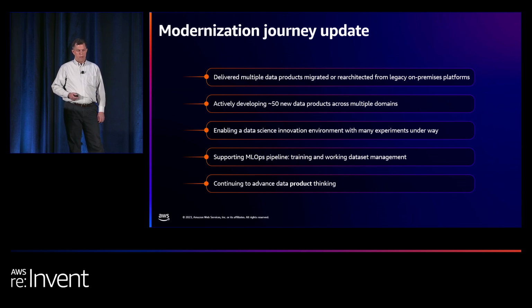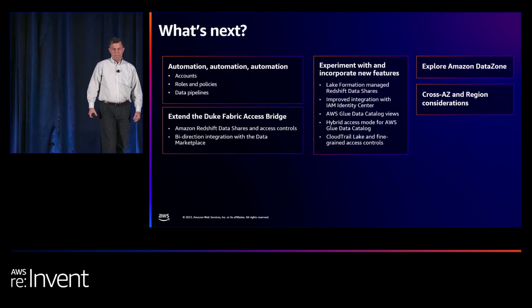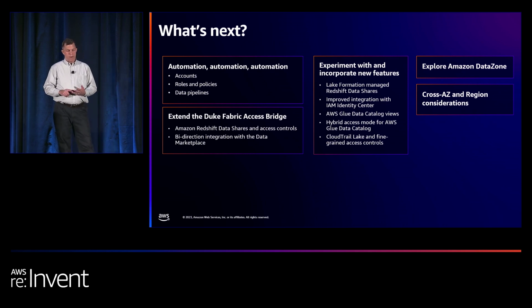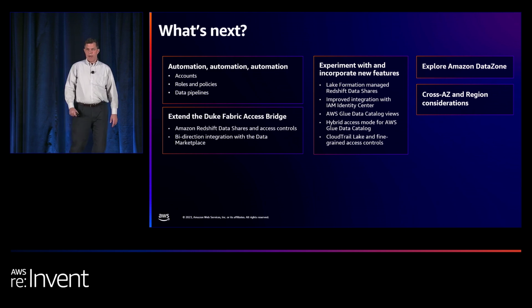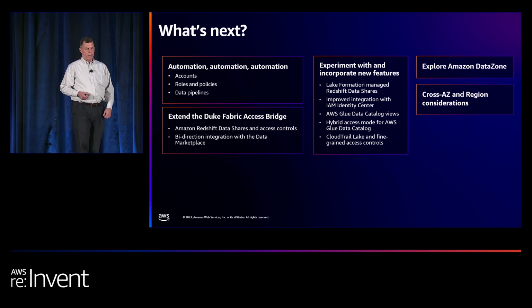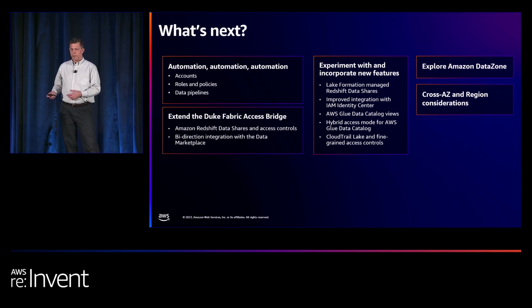So where do we go from here? What's next? Automation, automation, automation. So automating the account creation, automating roles and policies, automating data pipelines. Next, we want to extend the Data Fabric Access Bridge, which is our internal brand for this central governance account model. We want to extend that to support AWS Redshift data shares. And we also want to create bidirectional integration with our business data catalog, meaning we want the customer experience, when they want to request access to data, to start in the business data catalog or the data marketplace, and end in the back end in implementing the permissions that are necessary.